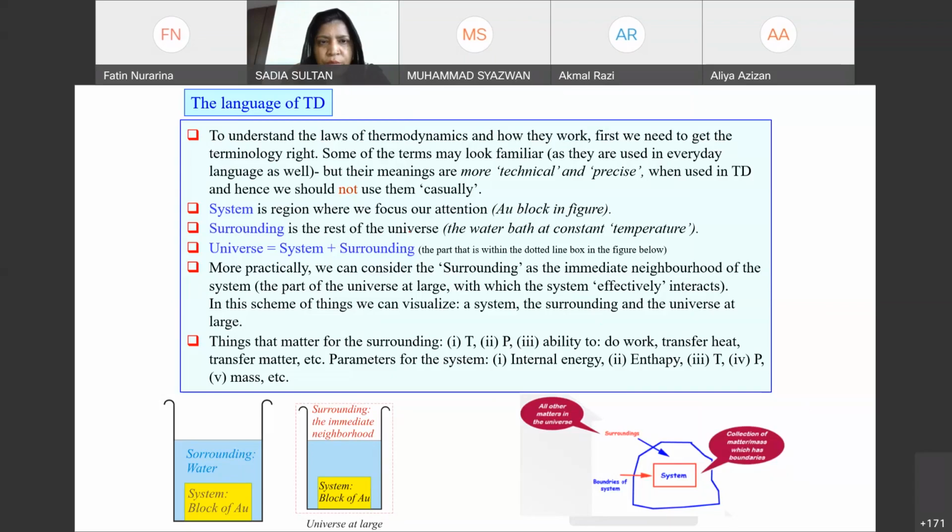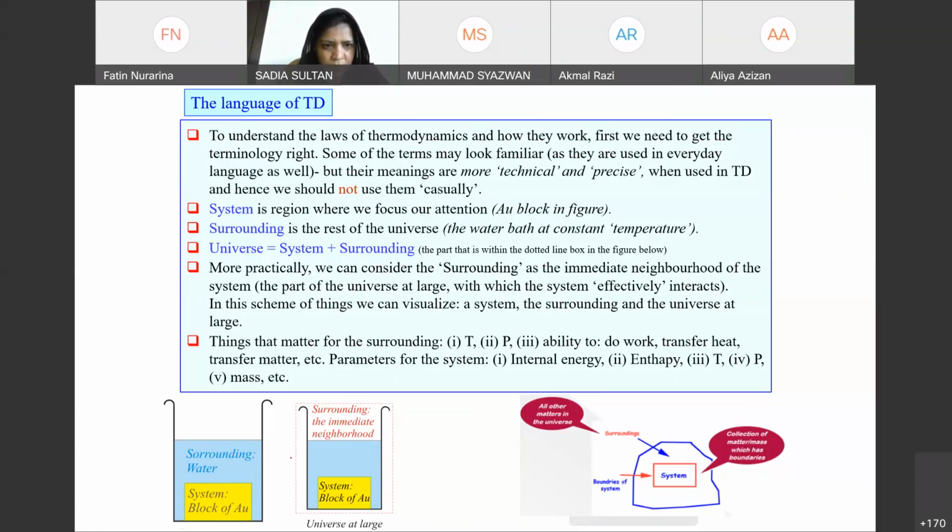Surrounding is the rest of the universe, like the water bath at constant temperature. For example, you keep your cup inside some water bath, maybe to keep it hot, or maybe just the surrounding of your cup. So in this diagram, this is surrounding. You can see this block A is inside this water. This blue color is water. So yellow is your system, and outside of this block is water. This water is the surrounding.